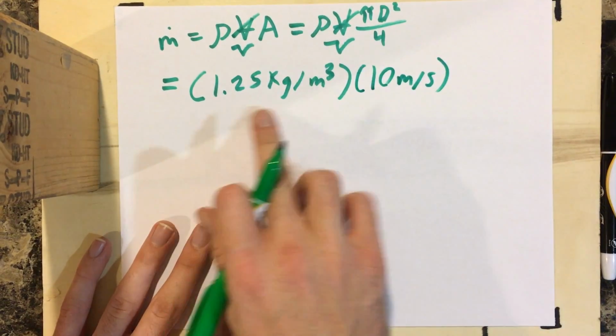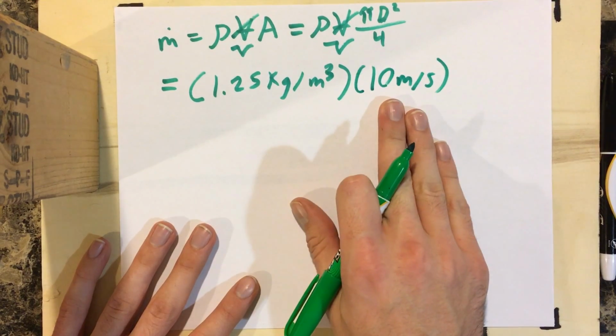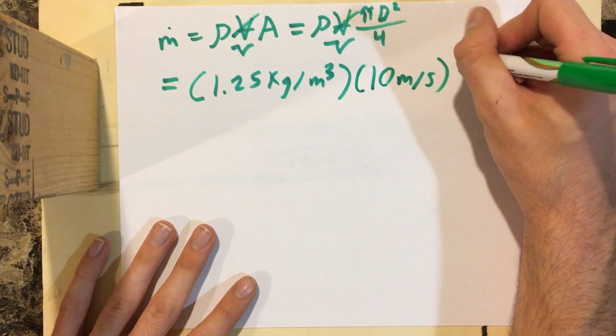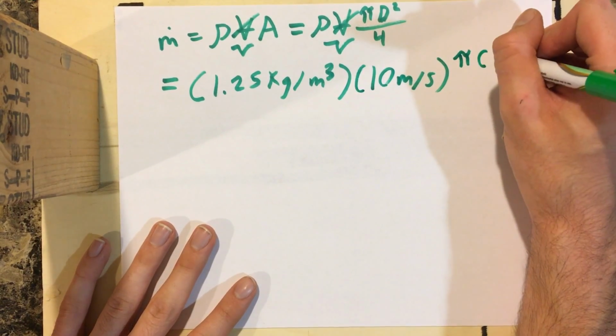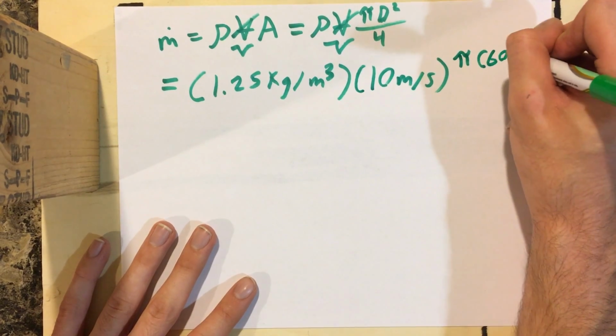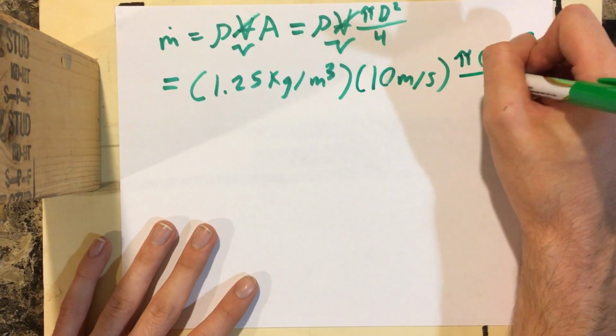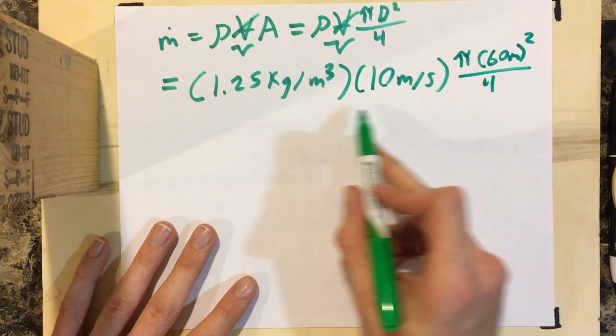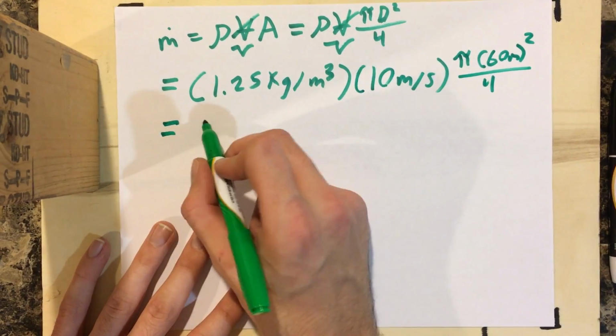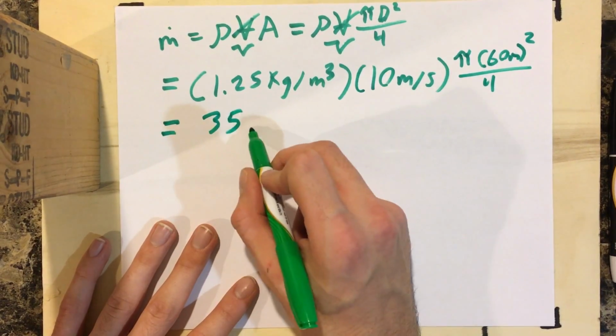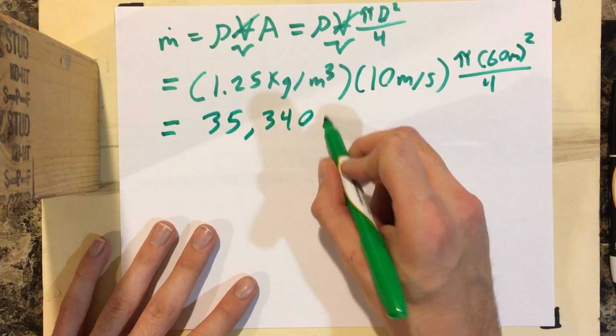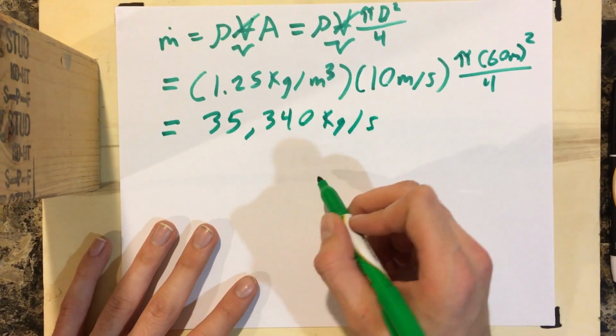Anyways, so 1.25 kilograms per meter cubed times 10 meters per second times pi times the diameter, which is 60 meters, squared over 4. So if we plug this into your calculator, you'll end up getting 35,340 kilograms per second, which is what we want.